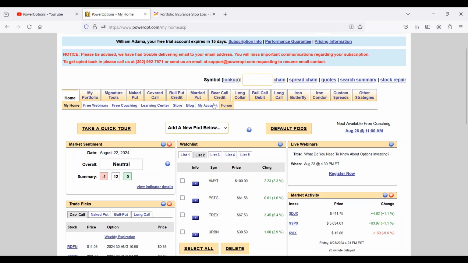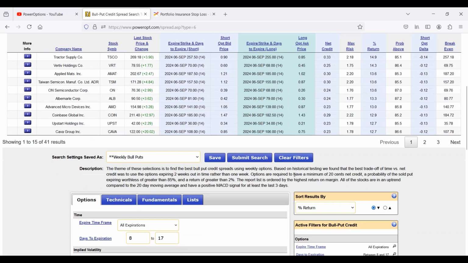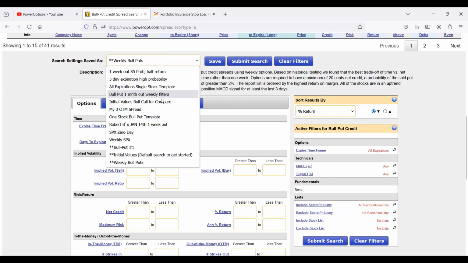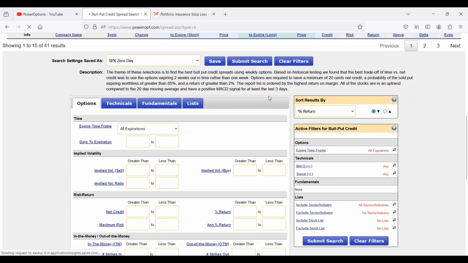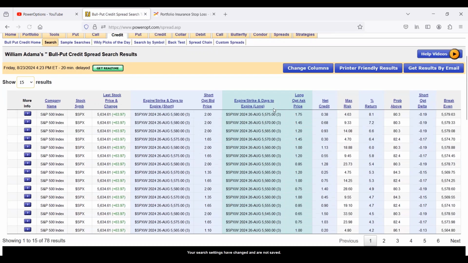If I'm doing 0 days to expiration, let's say I'm bullish, or I think I'm still neutral here. We've been on a bullish trend, market sentiment still telling me neutral. Clear filters here. Actually, I think I have a default search. OTM spread, SPX 0 day. Let's take a look. We're not going to find any. Why? Because the next options are on Monday. Let's put that out to 4 days. There we go.